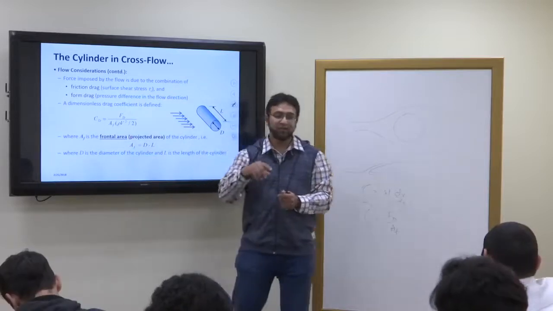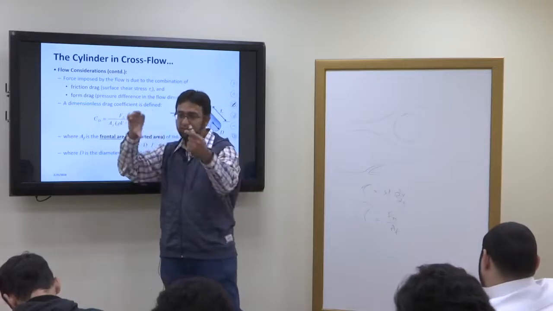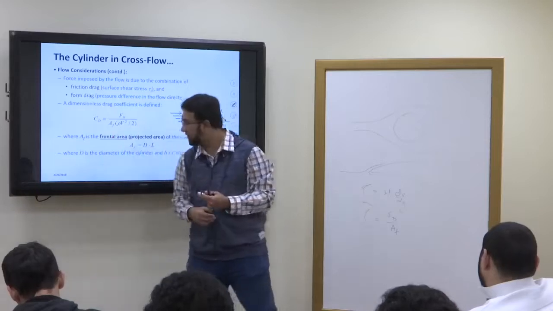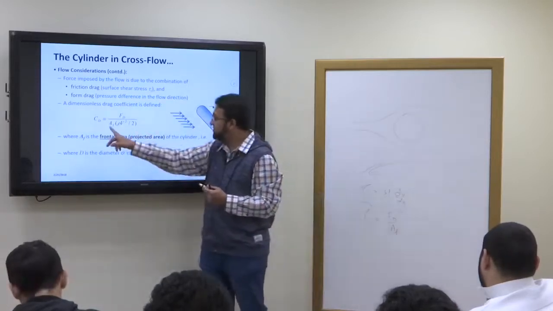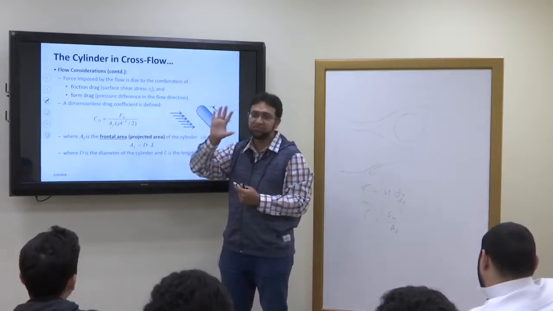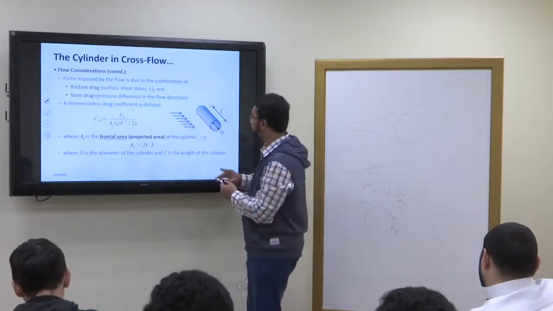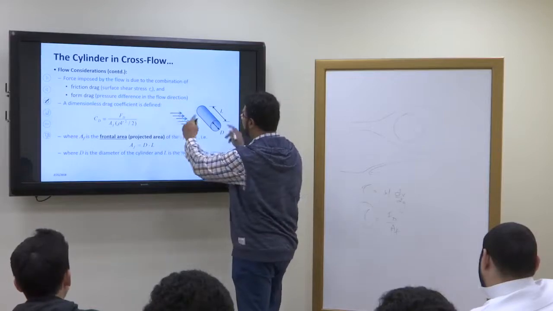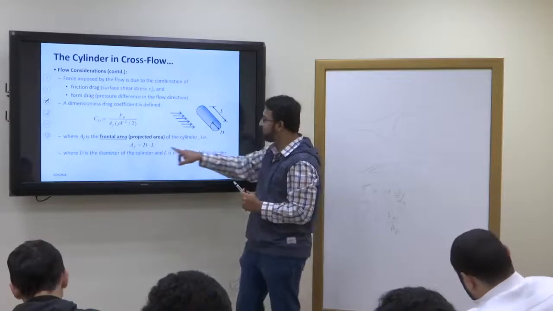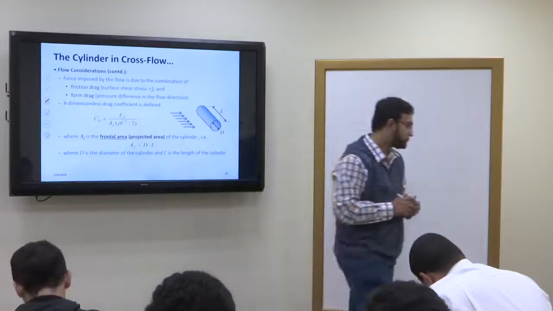So coefficient of drag, now this coefficient of drag varies with the diameter of the pipe, the roughness of the pipe, multiple parameters. Now AF is basically the frontal area. So frontal area is the projection area of the pipe. If you stand here you will find the projection area is a rectangle. So the rectangle will be L by D. That's DL.